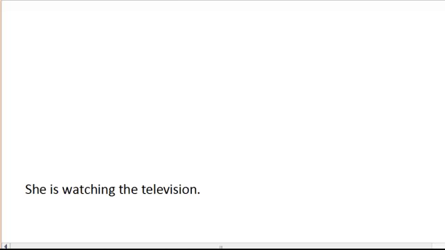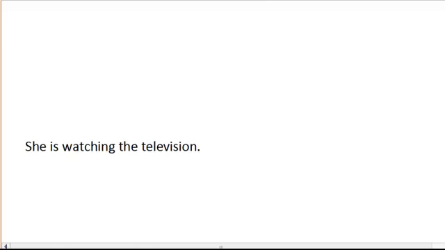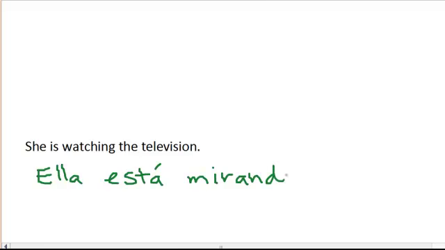Now, let's get some practice. So she is watching the television. So she is the subject of our sentence. So we have ella. Now we use the correct form of the verb estar, and it would be está, ella está. And then watching, we use the verb mirar, we drop the AR, add the ando. So ella está mirando la televisión.